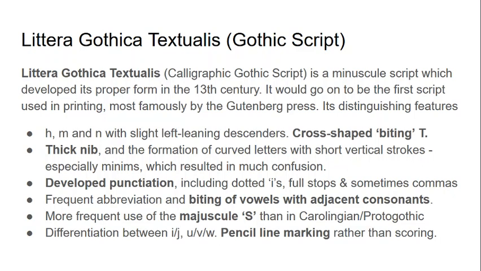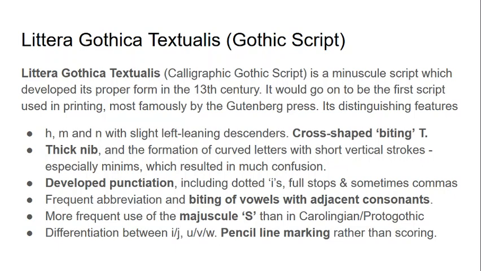You have in Gothic script the use of a thicker nib and the formation of curved letters with short vertical strokes, especially minims, and this leads to a lot of confusion, because if you think about it, if you're writing your I's, your M, your N, and a lot of other letters using minims, sometimes even E's will be written with minims, and U's, this can make it really hard to tell letters apart. And this was something the scribes even at the time struggled with.